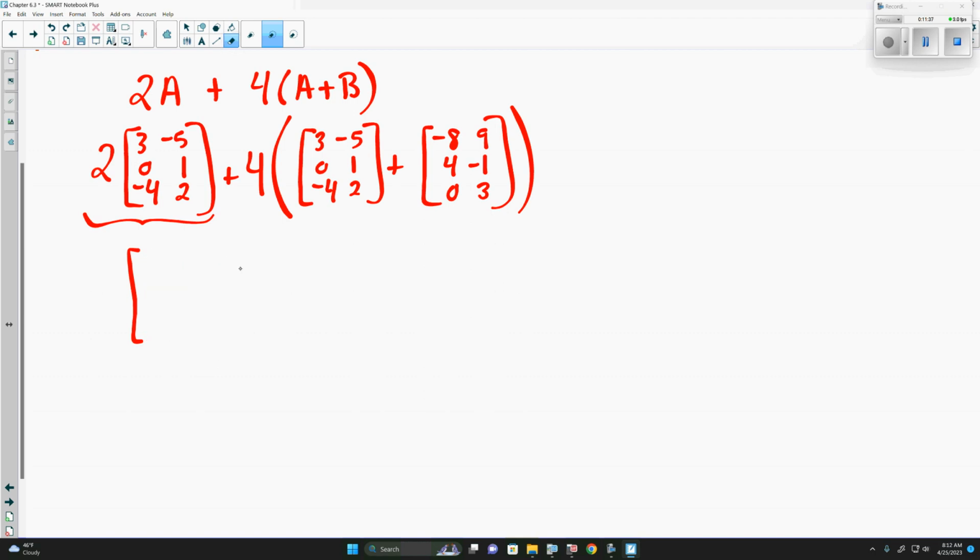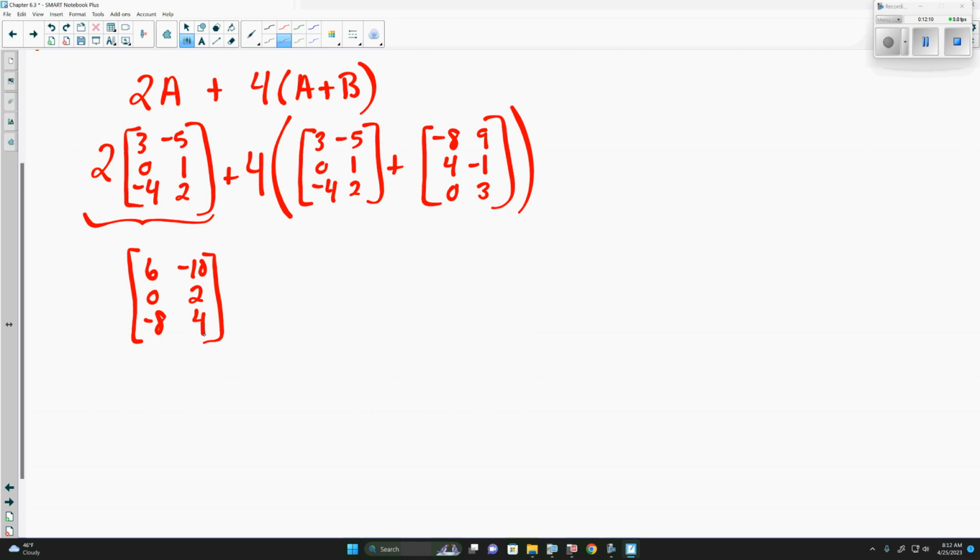The main reason we most likely don't need to write that out is because I know I'm multiplying every element by that number. We could write it out, and if that is helpful for you to see it, write it out. What's 2 times 3? 6. 2 times negative 5 is negative 10. 2 times 0 is 0. 2 times 1 is 2. 2 times negative 4 is negative 8. And 2 times 2 is 4.